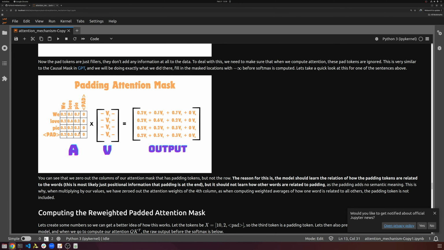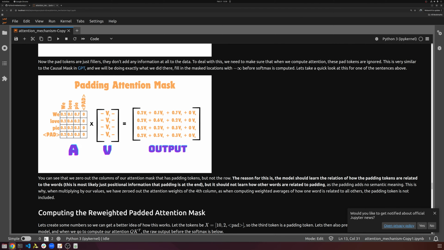So if we look at our attention matrix, let's pretend we actually have values here in our pad token. Then we're learning how is we related to we, how is we related to love, how is we related to pi, and how is we related to pad. Do we really want to learn how is we related to pad? Pad is something we added in. We shouldn't be related to pad at all. There should be no relationship there because the pad token is just extra. We added that in just to fill out the batch. So we want to ignore how is we related to pad. We want to ignore how love is related to pad. We want to ignore how pi is related to pad. We don't care.